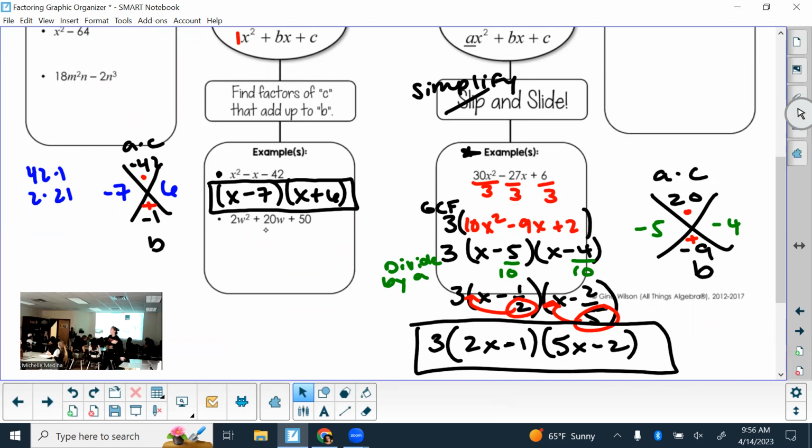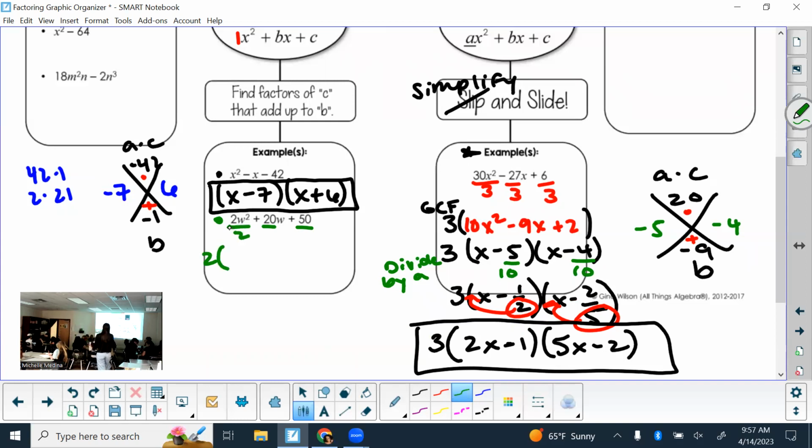What are you supposed to do as your step 1 for any factoring problem? Check for a GCF first. That's why it's the very first bubble. Does this one that my mouse is on, does it have a GCF? Yeah. Does 2 go into 2, 20, and 50? So you have at least a 2 for a GCF. Can you factor out a variable? No. So first factor out a 2, which means divide each term by 2.